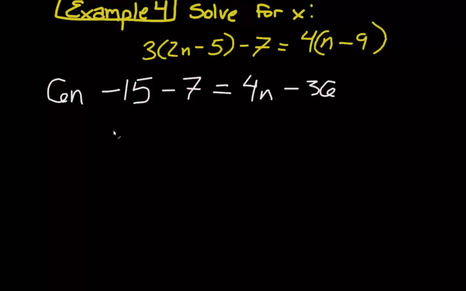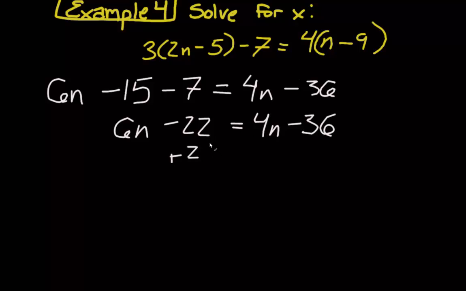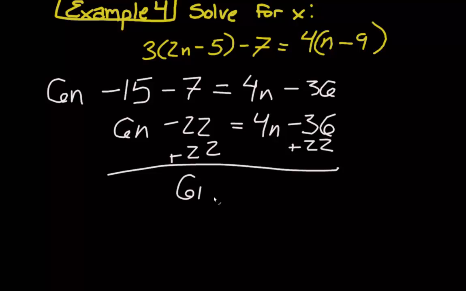Okay guys, so I'm just going to go ahead and group my like terms here. I know that on the left side, I could do negative 15 minus 7. That's going to equal negative 22. Equals 4n minus 36. And I'm going to add 22 to both sides. And that will give us 6n equals 4n negative 36 plus 22.